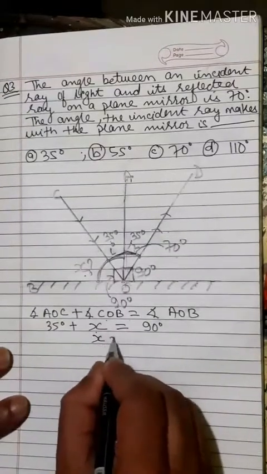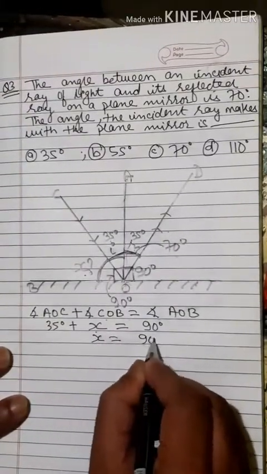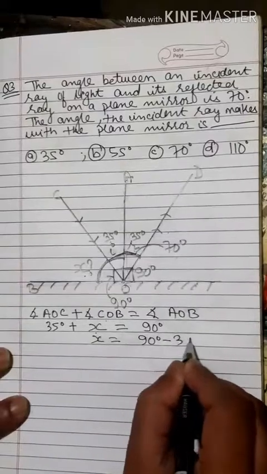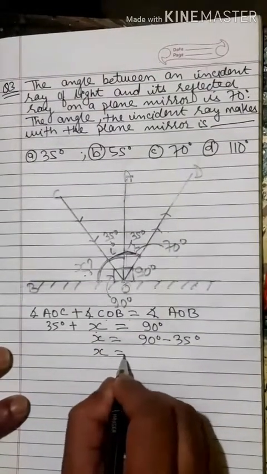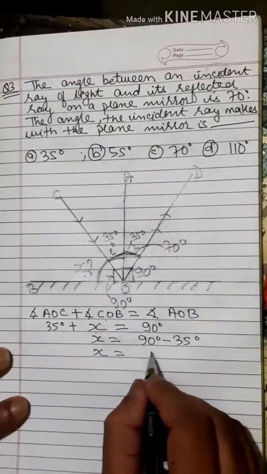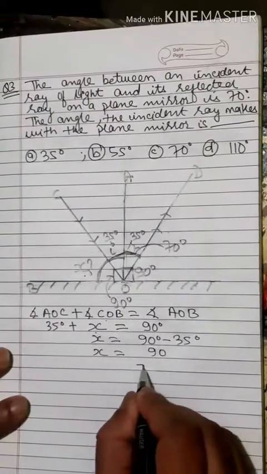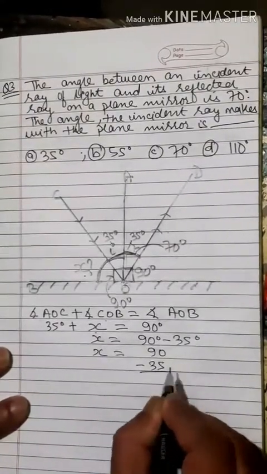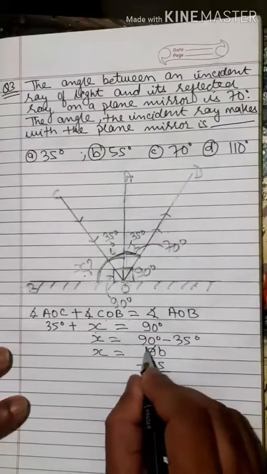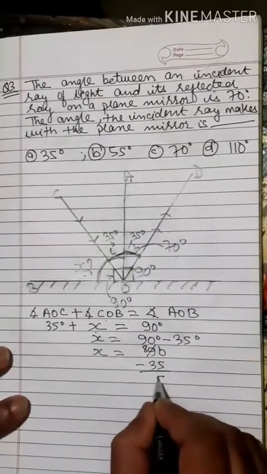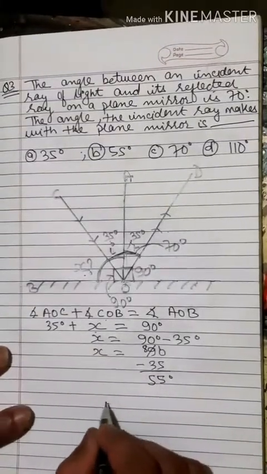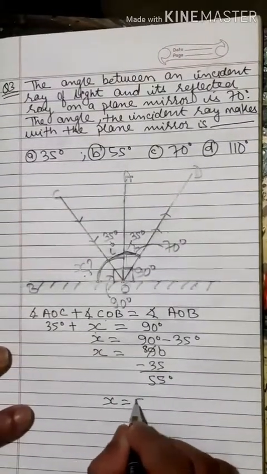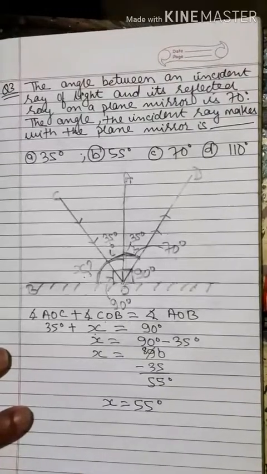So x is equal to 90 degrees minus 35 degrees. So x is equal to 90 minus 35. Let's work it out here itself. 90 minus 35, so this becomes 10, this becomes 8, so 10 minus 5 is 5, 8 minus 3 is 5, so 55 degrees. So our value of the unknown angle is 55 degrees.